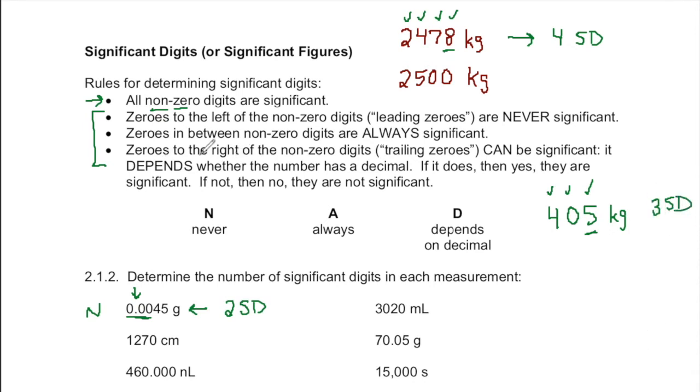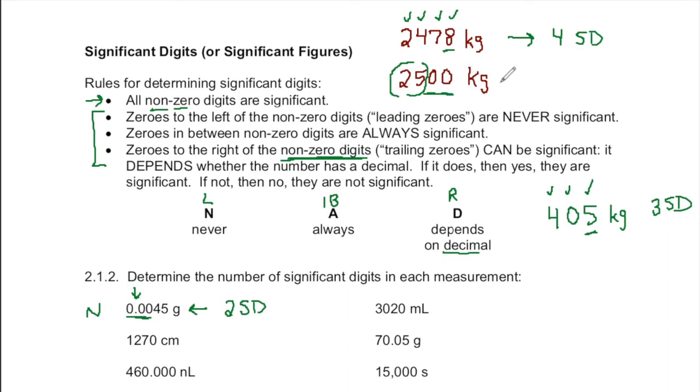Zeros to the right of the non-zero digits. Some people get confused. It's not to the right of the decimal, it's to the right of the non-zero digits. The zeros to the right of the non-zero digits depends whether there is a decimal in the number or not. So our example up here, 2,500 kilograms, these are to the right of the non-zero digits. Here's the non-zero digits, and these zeros are to the right.